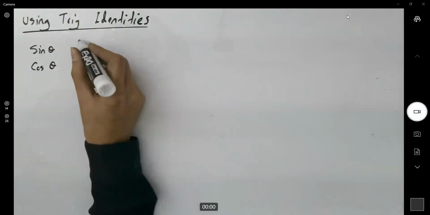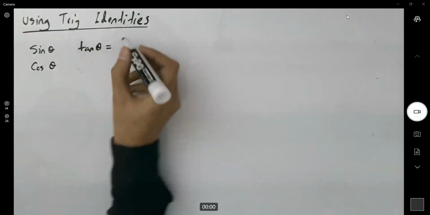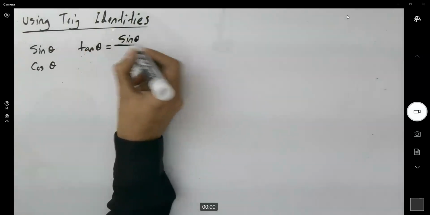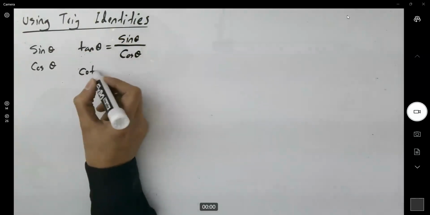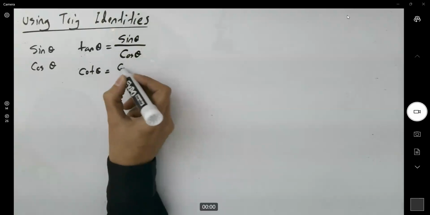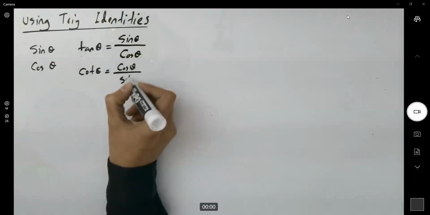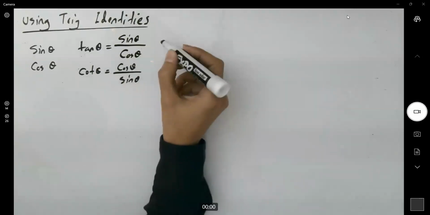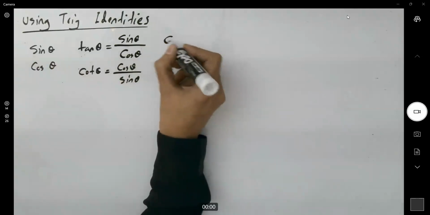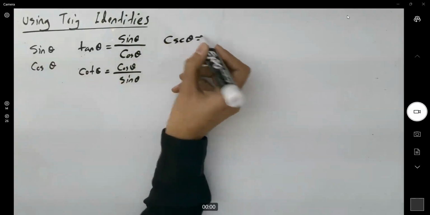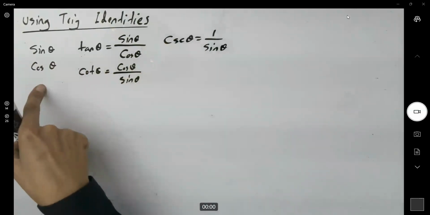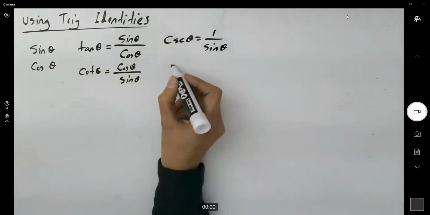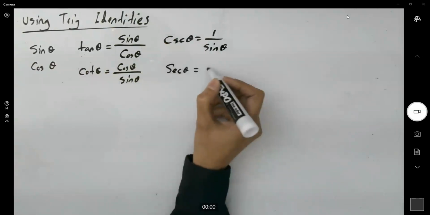We said that the tangent is sine over cosine, and if we flip that, we create a new function, cotangent, which is cosine over sine. Then we say, let's flip sine and define cosecant. So this guy is 1 over sine theta, and if we flip cosine, we get secant of theta.